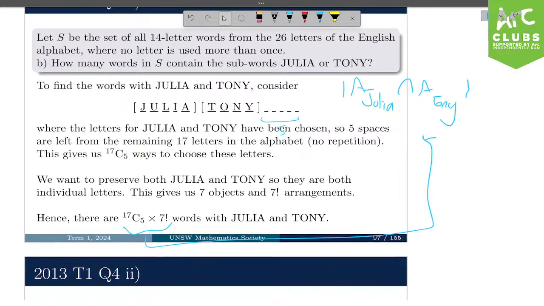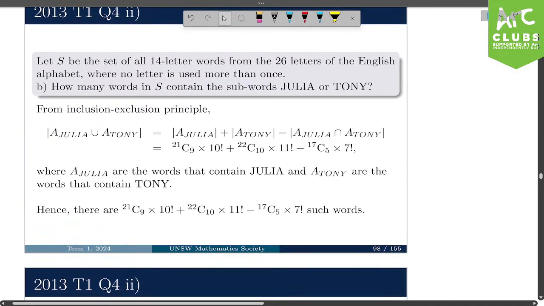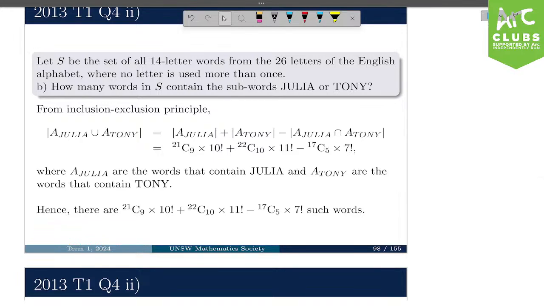the cardinality of this. So from the inclusion-exclusion principle, which we described before, we have the union of A Julia and A Tony in terms of the cardinalities of these 3, which we calculated before, and thus the amount of words which contain either Julia or Tony is this value, which you can see on screen here. So are there any questions here?